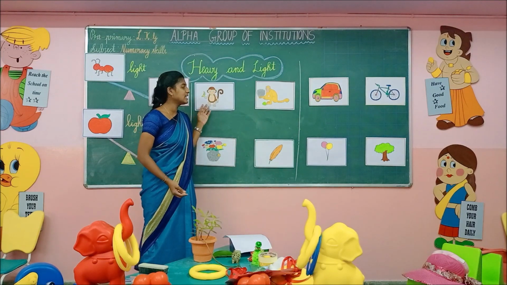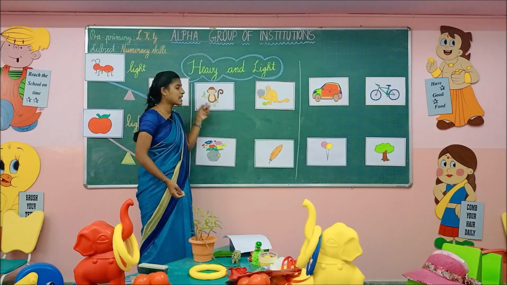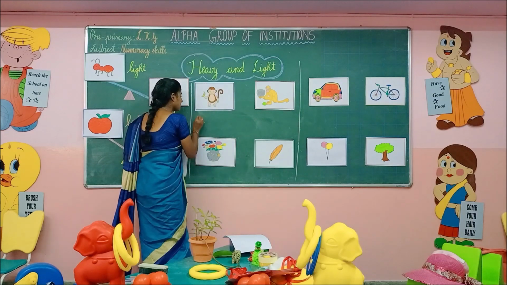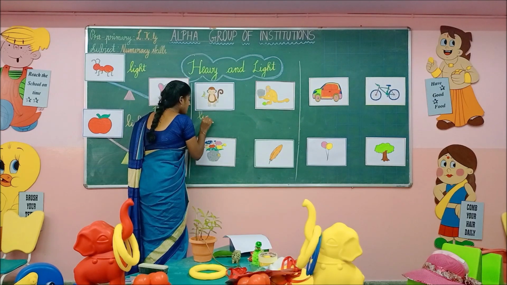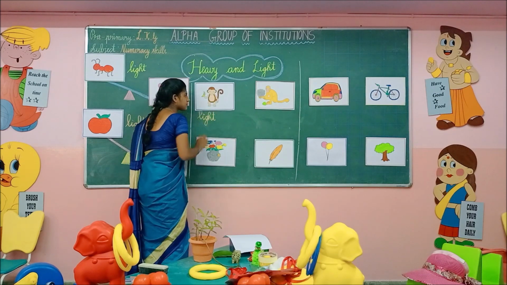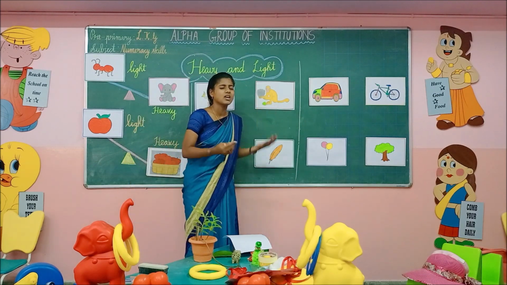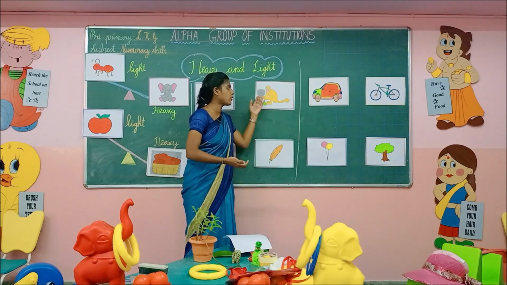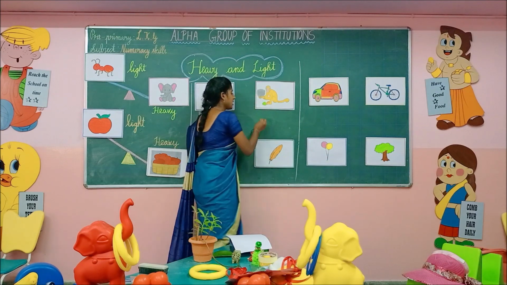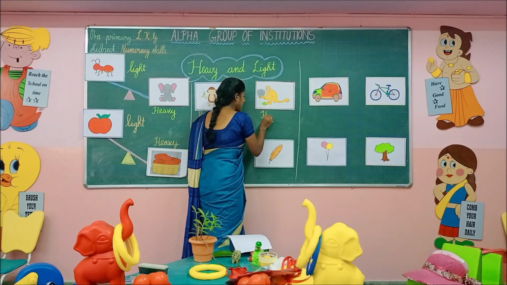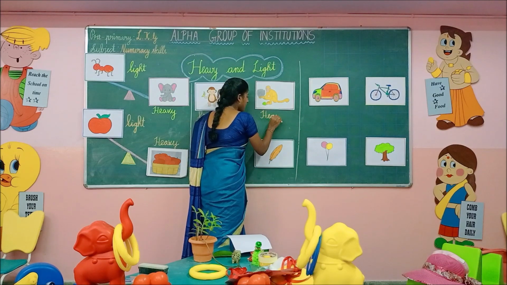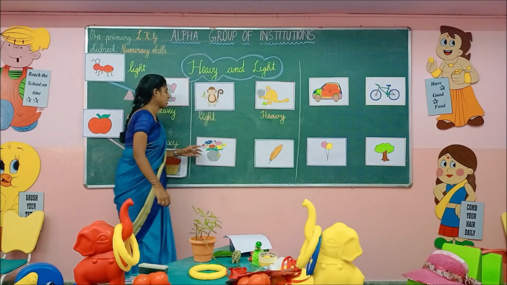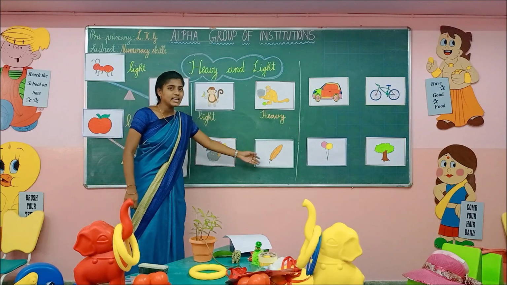Shall we write light and heavy? The banana is light. L I G H T. Light. And the rock is hard to lift. So I am going to write heavy. H E A V Y. Heavy.